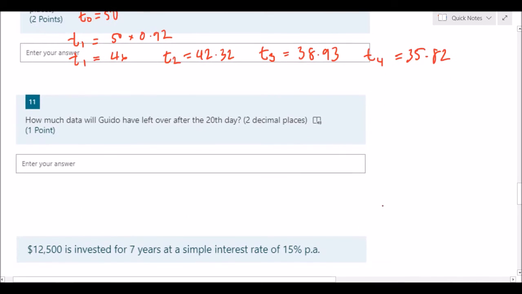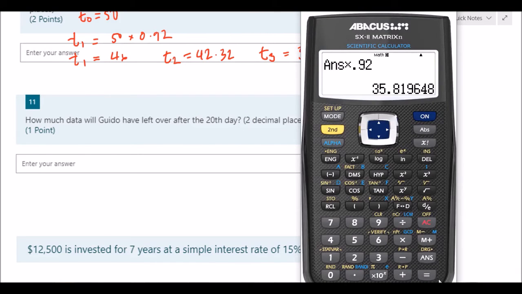How much data will we have left over after the 20th day? Okay, so on the 20th day, how much does he have left over? Let's calculate that. Well, we got up to day 4 here. So we'll go 5, 6, 7, 8, 9, 10, 11, 12, 13, 14, 15, 16, 17, 18, 19, 20. On the 20th day, he'll have 9.43 gigabytes left.